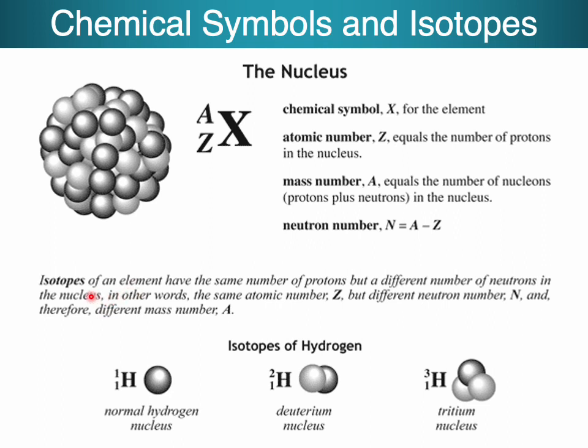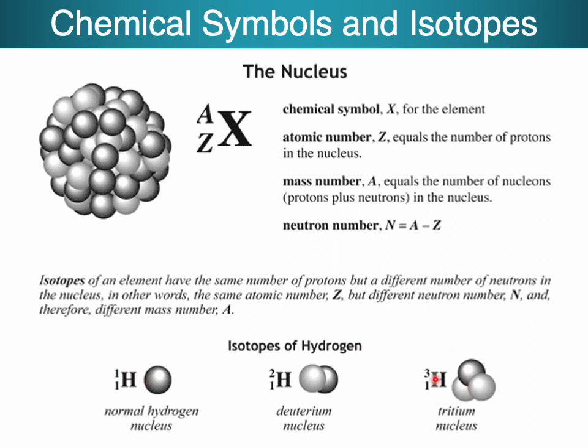Sometimes you can hear the term isotopes. Well, what is it? Isotopes of an element have the same number of protons, but a different number of neutrons in their nucleus. In other words, they have the same atomic number Z, but different neutron number N and also different mass number A. For instance, most of the hydrogen atoms in the universe are in this form, which is the normal hydrogen isotope. This is the most common one, which has atomic number 1, because it has exactly 1 proton, but no neutrons, so the mass number is also 1.